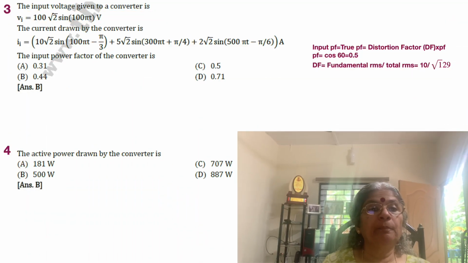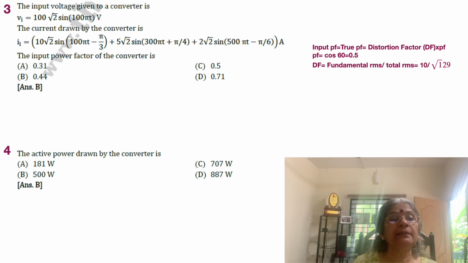Okay, so moving on to problem number 3. What is given is that the input voltage given to a converter is V1 equal to 100 root 2 sine 100 pi t. So omega is 100 pi. And the current drawn by the converter, because it's a converter, has several harmonic components. For instance, the fundamental is 10 root 2 sine (100 pi t minus pi by 3). So there's an angle of lag.